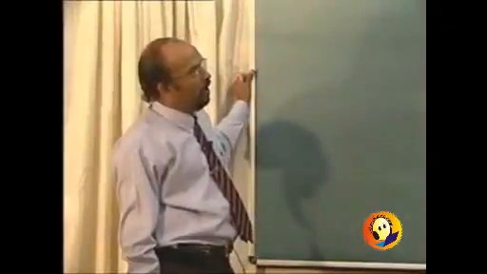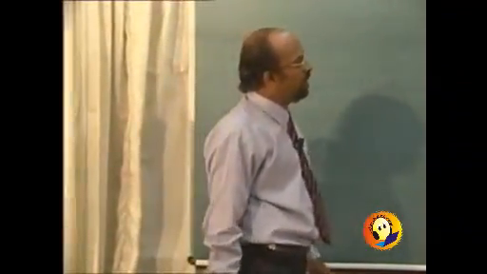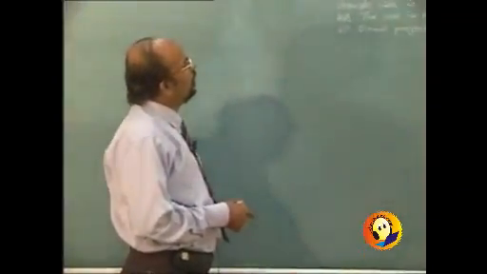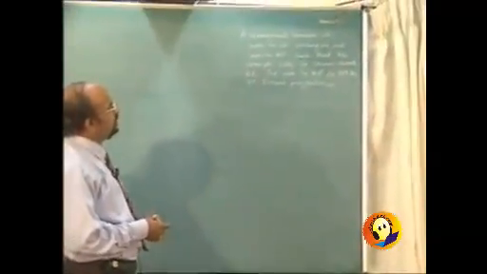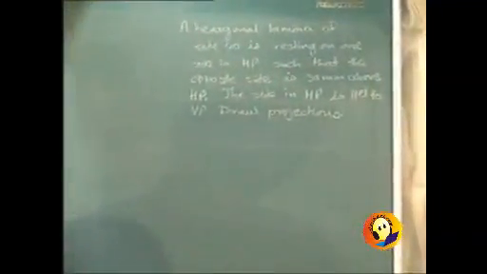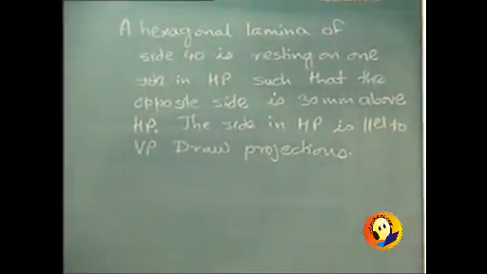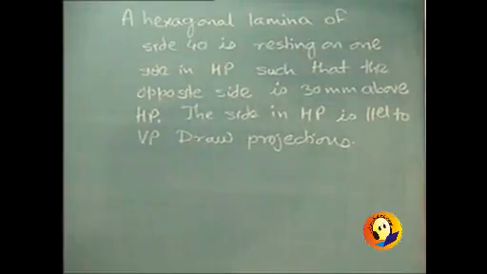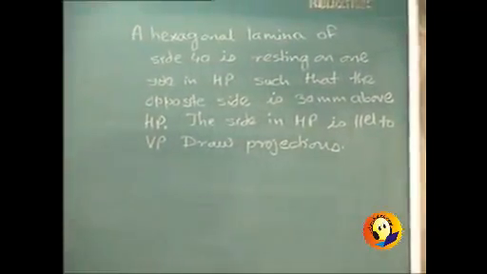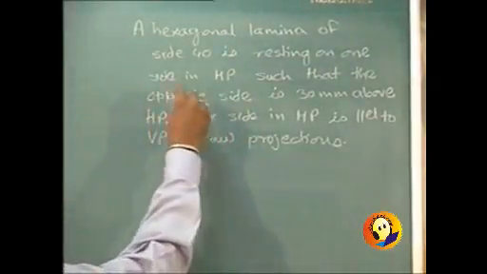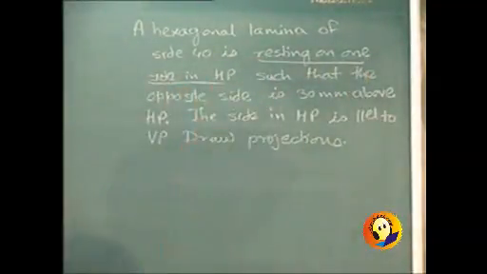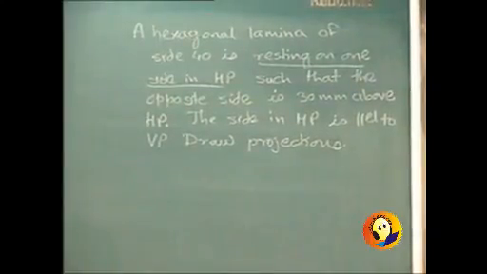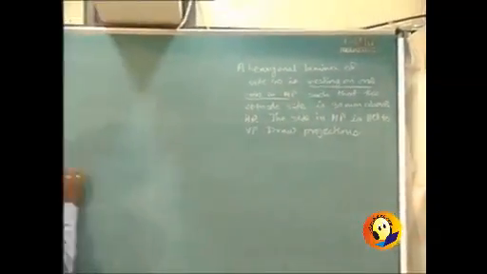The next problem, again we are not given the angle made by the lamina with HP. It is given that a hexagonal lamina of side 40 is resting on one side in HP such that the opposite side is 30 mm above HP. The side in HP is parallel to VP. Again, reading this problem gives us the idea that as it is resting on one side in HP, that particular side will become the line of rotation, which is to be drawn initially perpendicular to XY as per the procedure that we have already written.